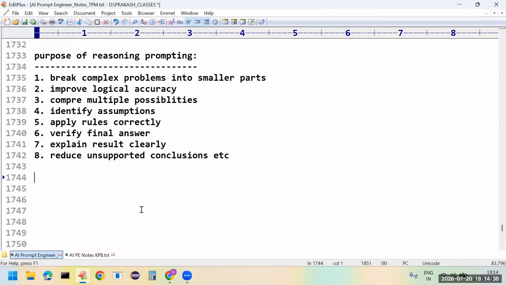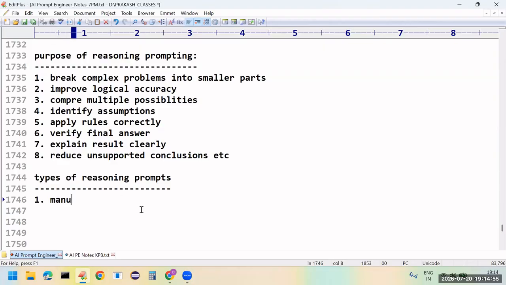Clear, friends? Please come. And types of reasoning prompts. Sir, what are the different types there? Almost this week all we are going to spend on this only.